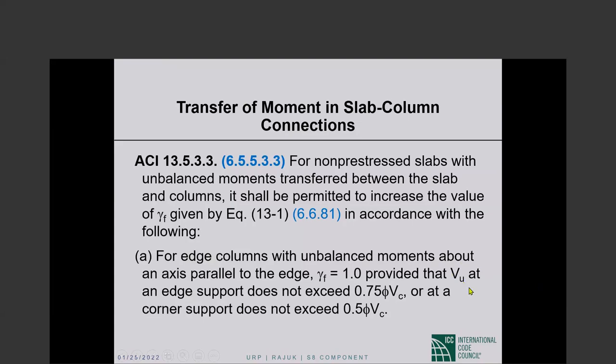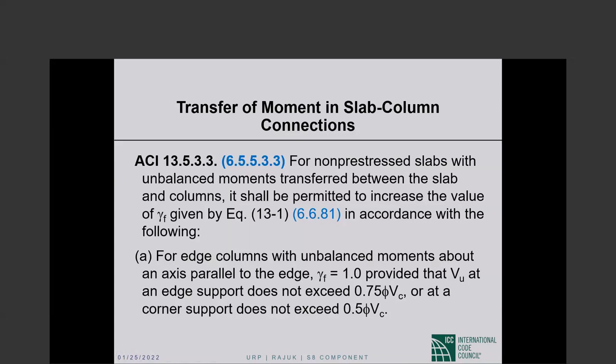u, we know V sub u by now, the required shear strength. V sub u is the required shear strength without any moment transfer. If V sub u is less than or equal to 75% of phi times V sub c at an edge column. If it is a corner column, then we can do the same thing. We can increase a gamma sub f of 0.6 all the way up to 1 if V sub u is less than or equal to 0.5 times phi V sub c.